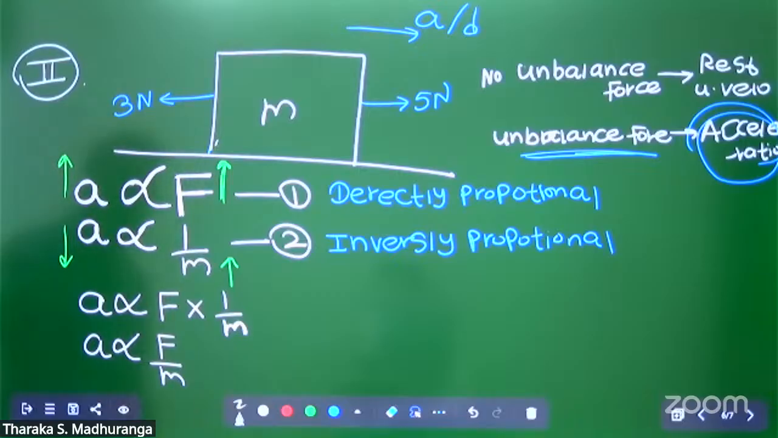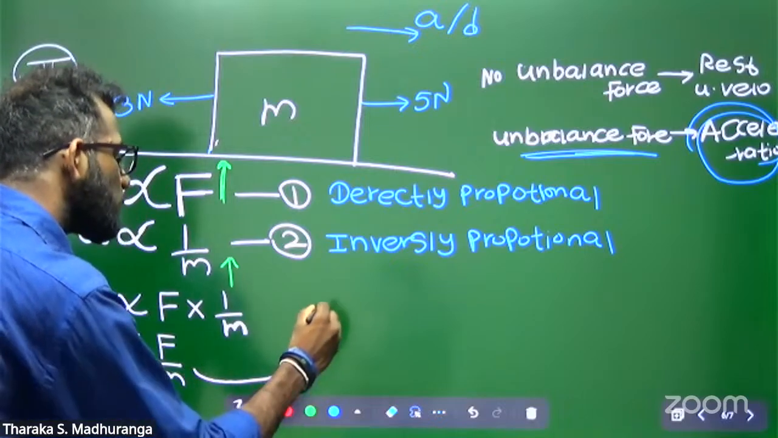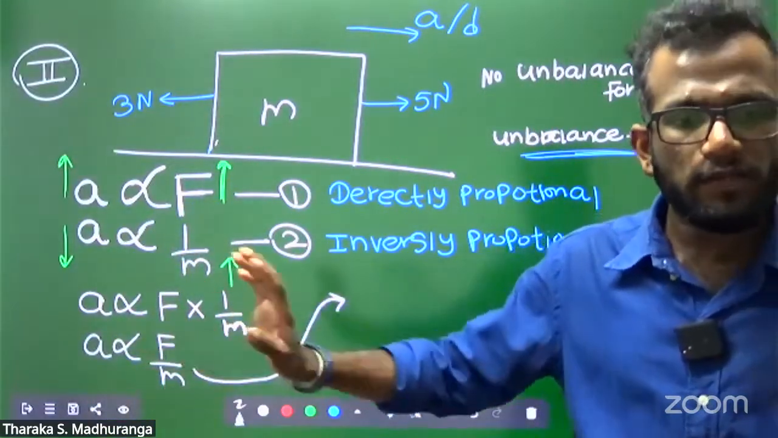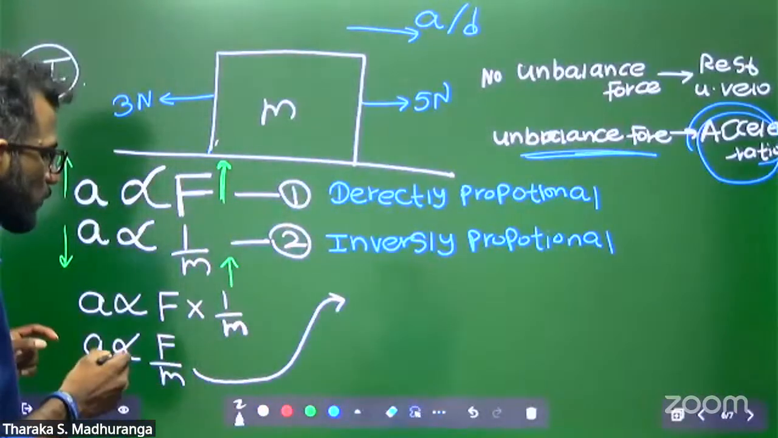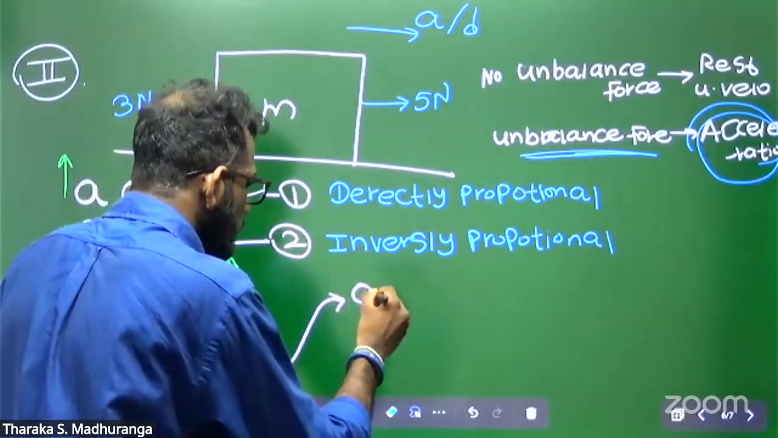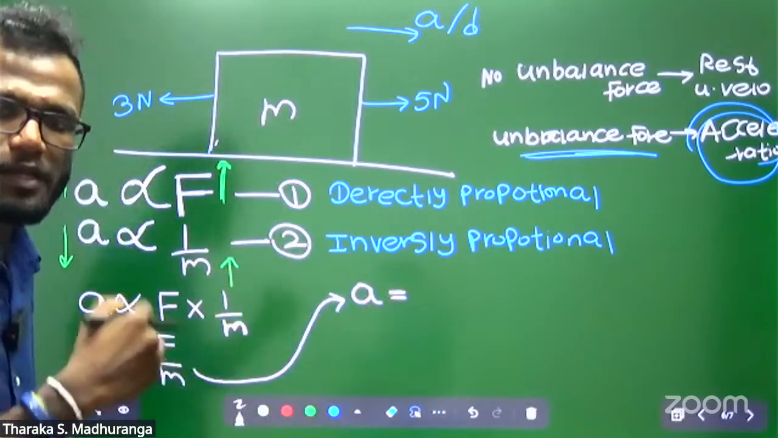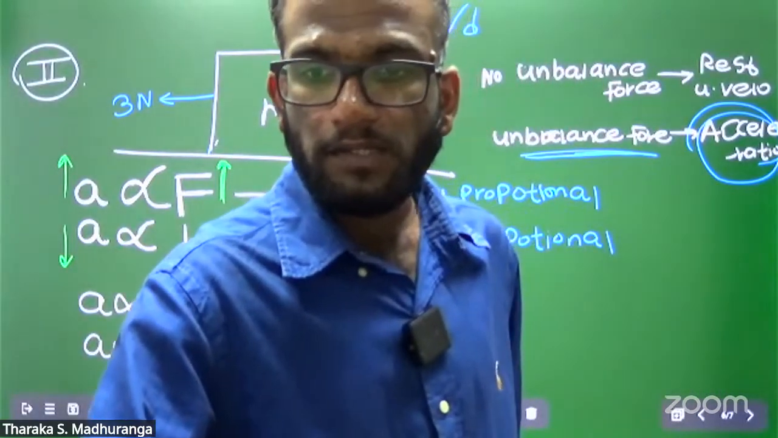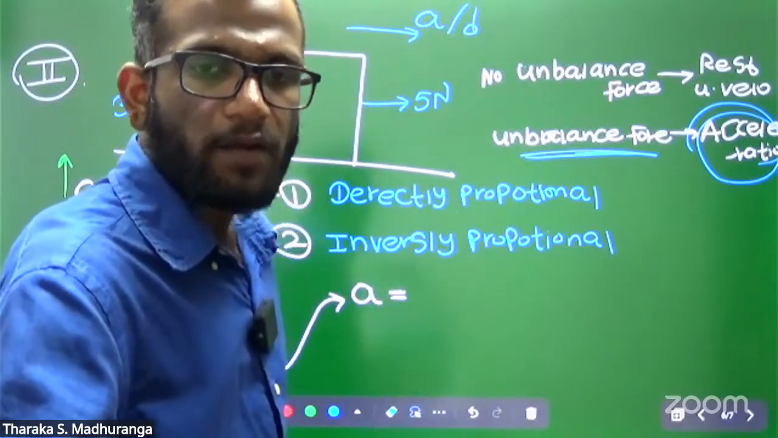Now with this proportional mark, we can't do calculations. Therefore, I'm going to remove this proportional mark. In physics, if I convert the proportional mark into an equal mark, I have to put a constant. That's what I'm doing. I have to put a constant.